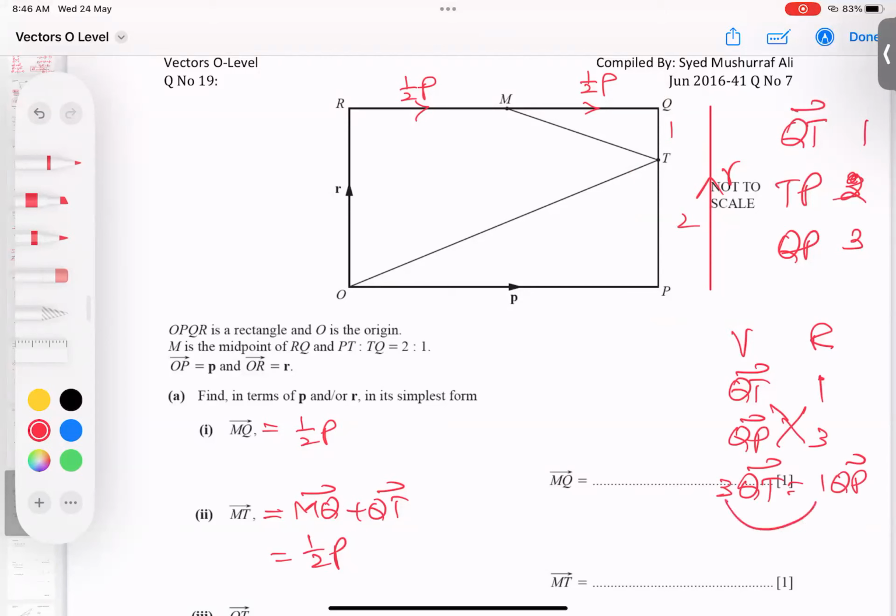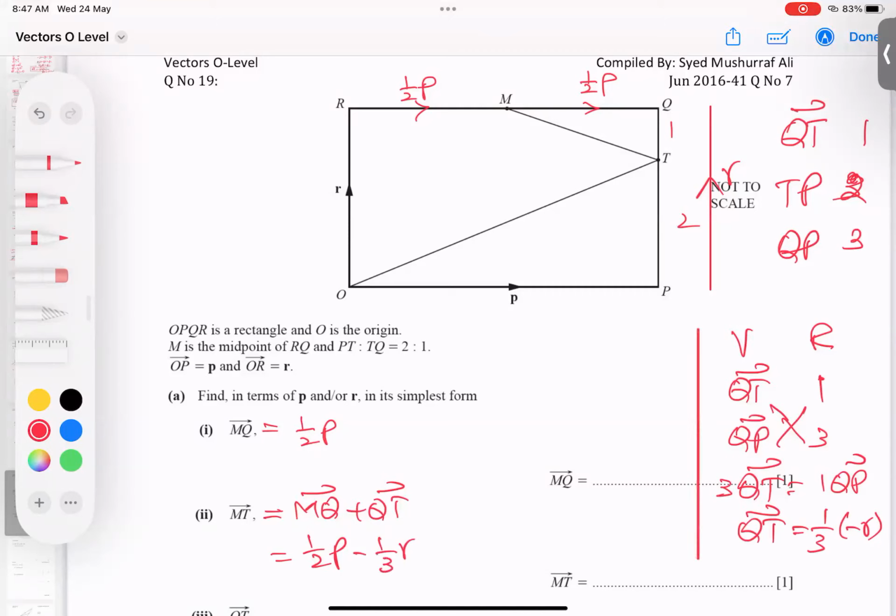So this 3 will go down, and QT becomes 1 over 3 of QP. For your knowledge, PQ is R, but if I'm coming downwards, QP is minus R. So I'm writing here minus R. This value, I'm writing here: negative 1 over 3 R. So that's it, and this question is also clear.